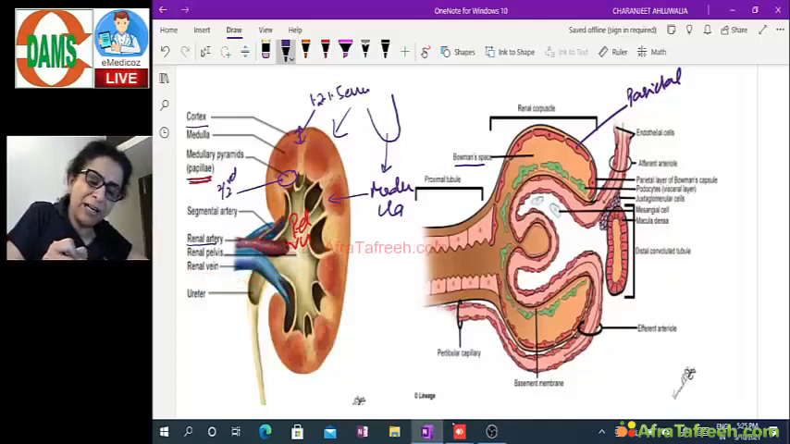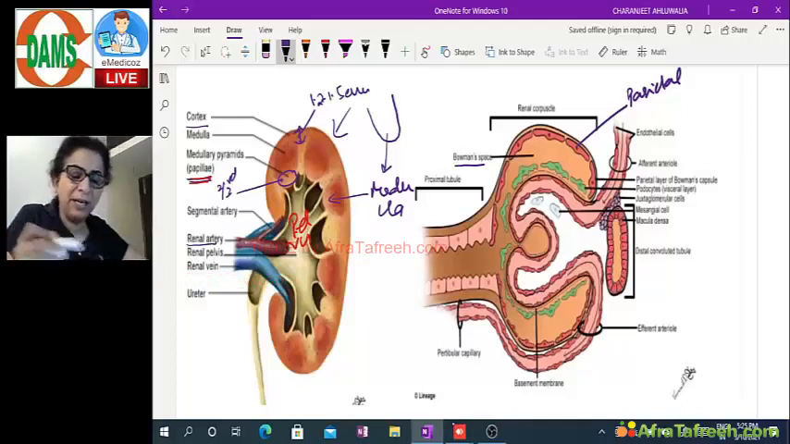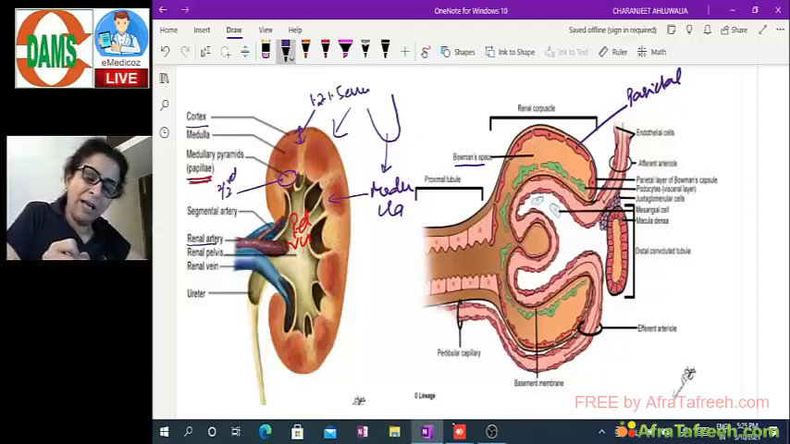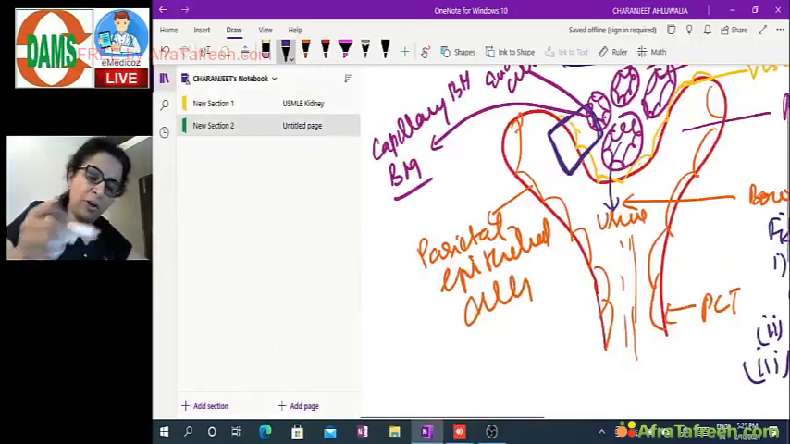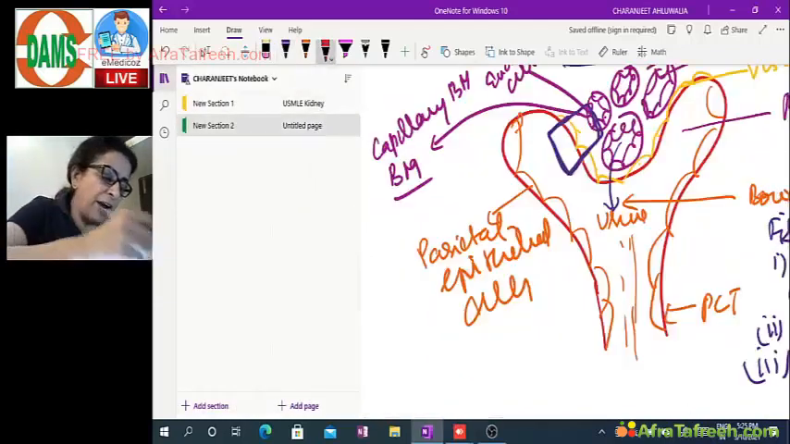This black colored line is the capillary basement membrane, and then you have the endothelial cells of the capillaries. And now in between these capillary tufts, what do you have? In between these capillary tufts, you have these cells which are called the mesangial cells. So here is the diagram that I drew. Now where do you have the mesangial cells?